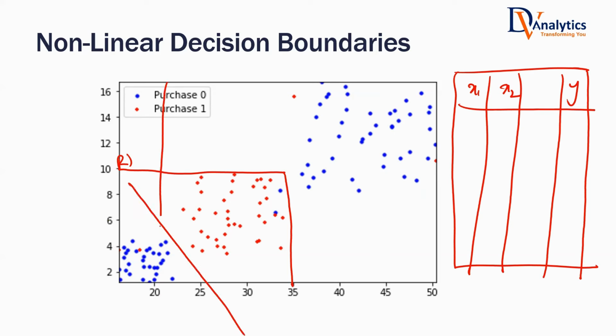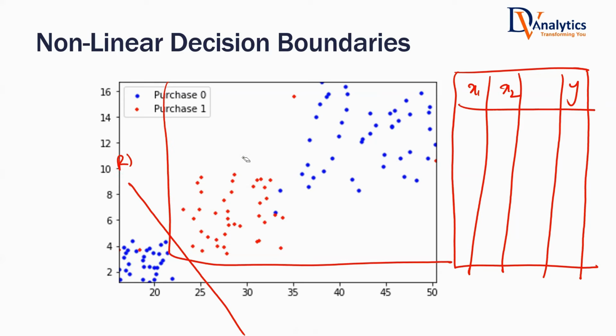Now I'll take region 2. Let me call that region 2. Can you imagine this as region 2? In region 2, if I build the logistic regression line, where will the decision boundary come? Let me call this H1. Where will the decision boundary appear? It will appear somewhere here. This is called H2.